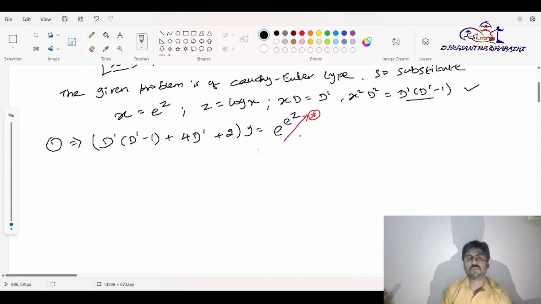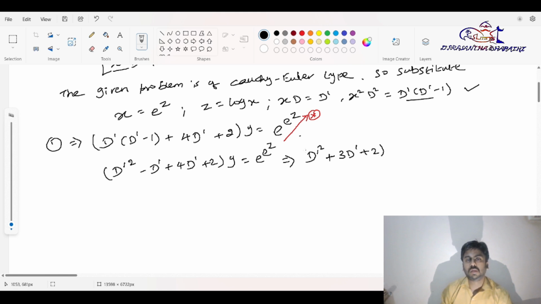Now we are going to simplify this problem. So (d dash square minus d dash plus 4d dash plus 2) into y equal to e power z. This implies (d dash square plus 3d dash plus 2) into y equal to e power z. Now for this equation you can write the auxiliary equation. How will you write the auxiliary equation? In order to write the auxiliary equation, you have to replace d dash by m.